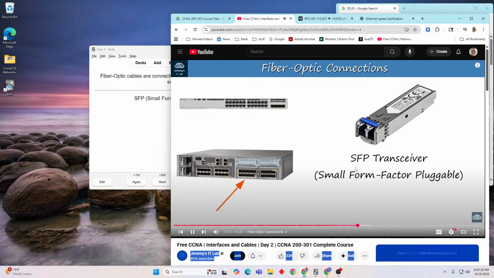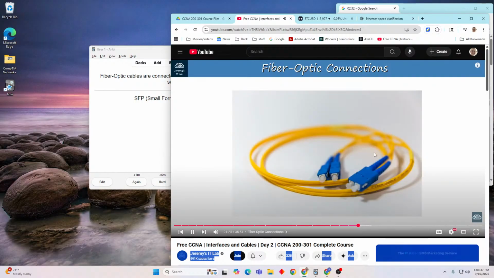What kind of cable connects to one of these? You connect one of these to fiber. This is a fiber optic cable, rather than an electric one. Cool.